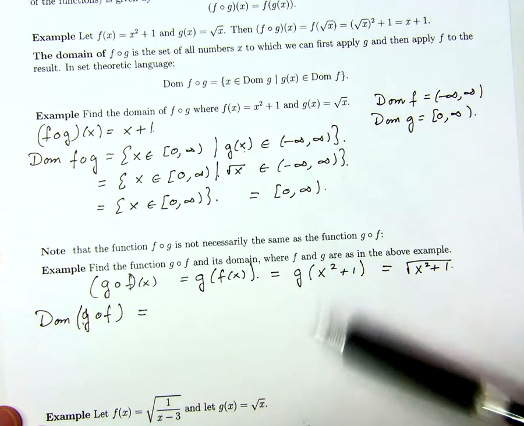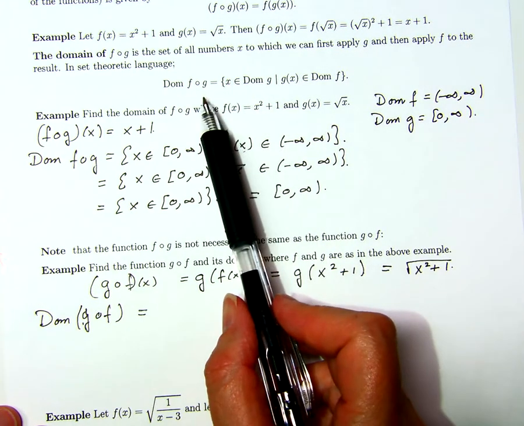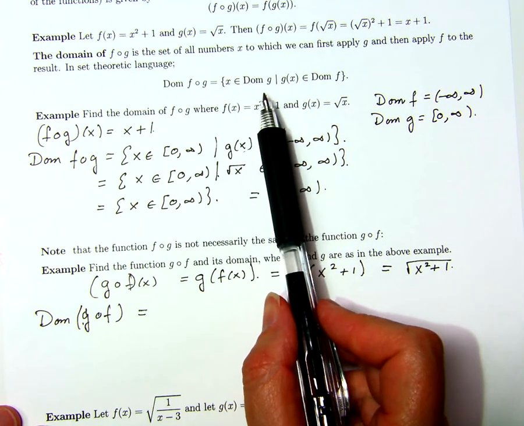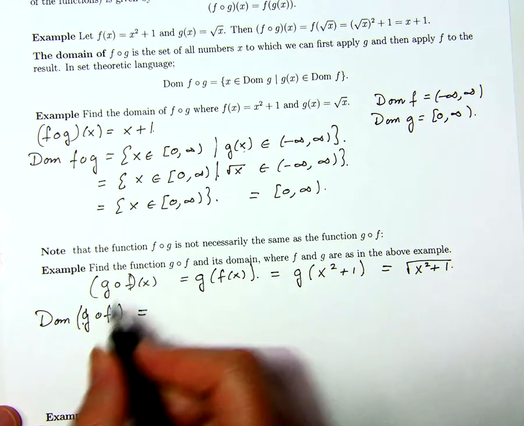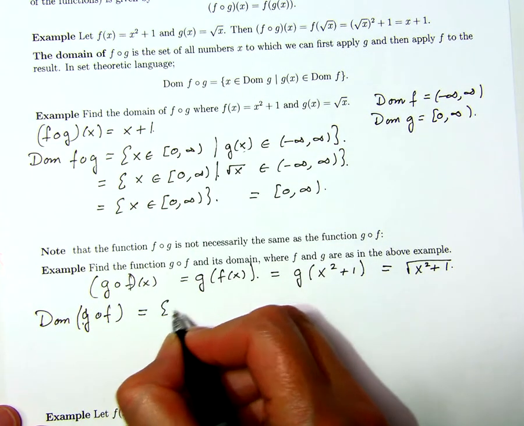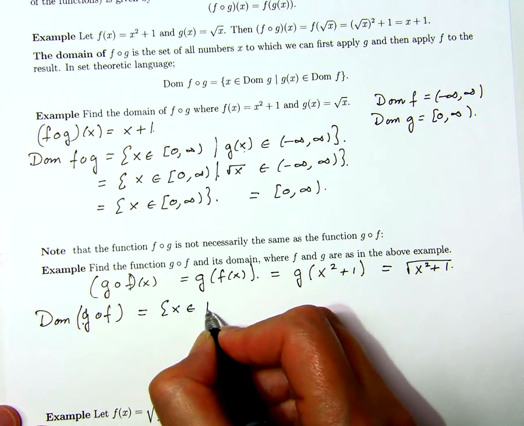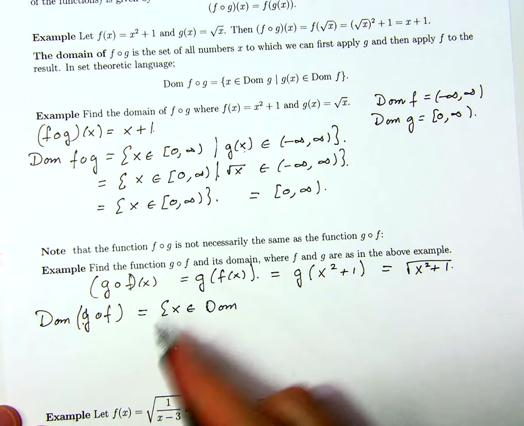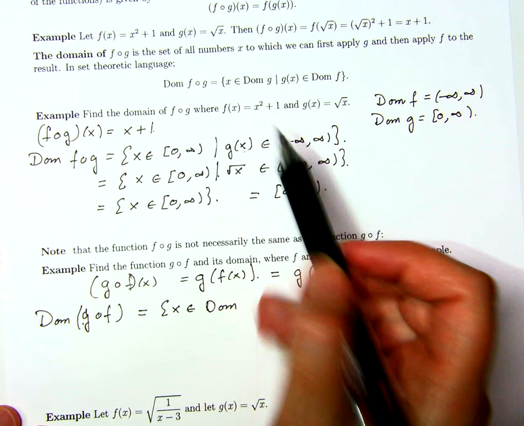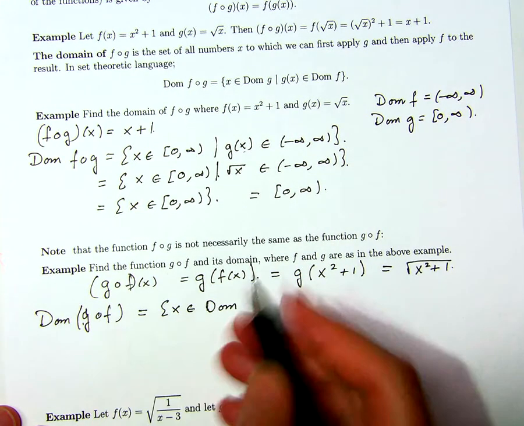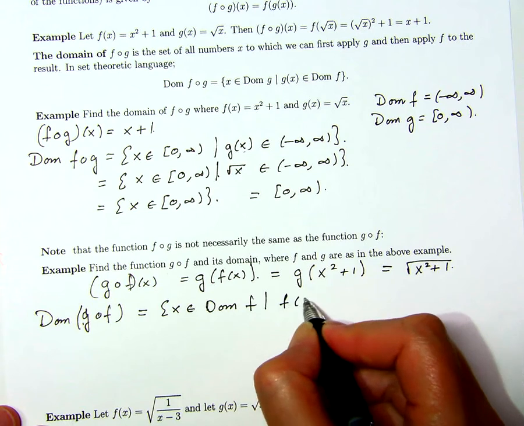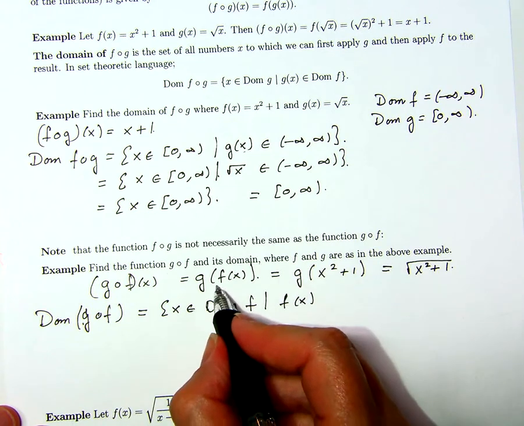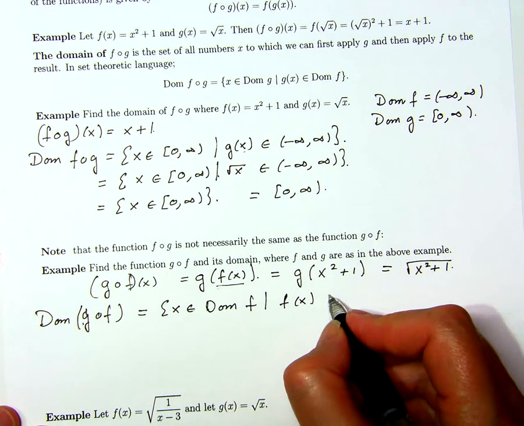Now, according to the definition, notice here I'm solving these just by looking at the definition and basically filling in the details. So I first write down the definition. That's x in the domain of the inner function, so it's in the domain of f this time, such that when I calculate f of x, I can apply g to it.